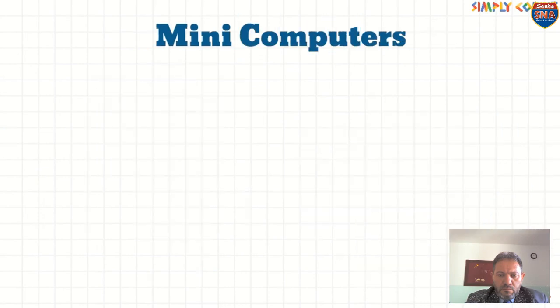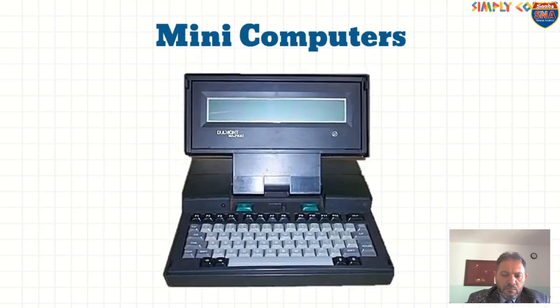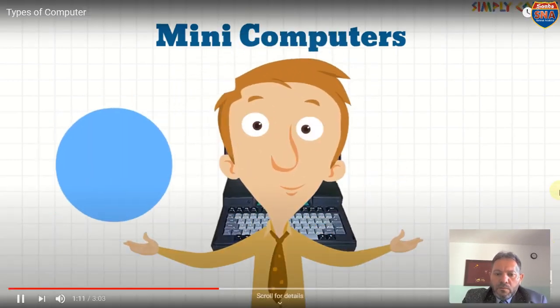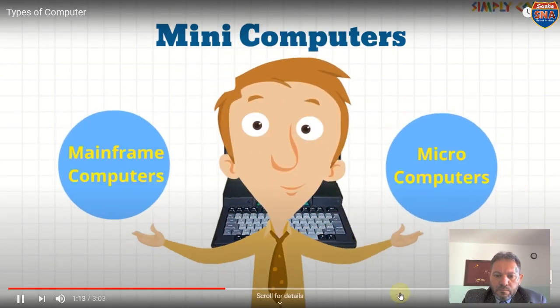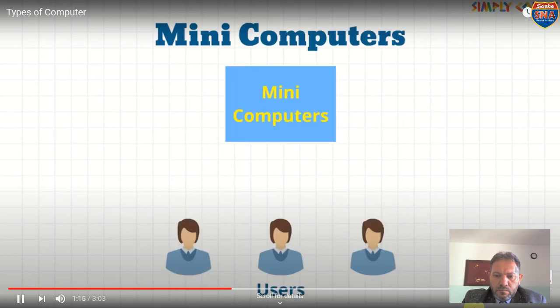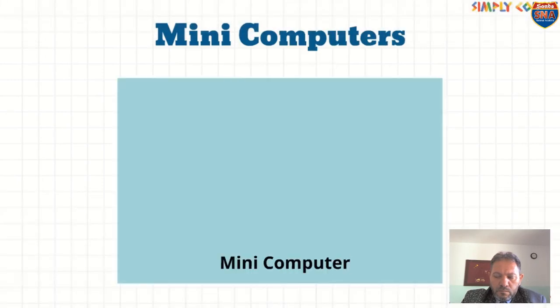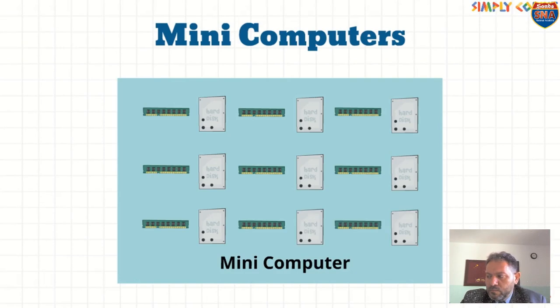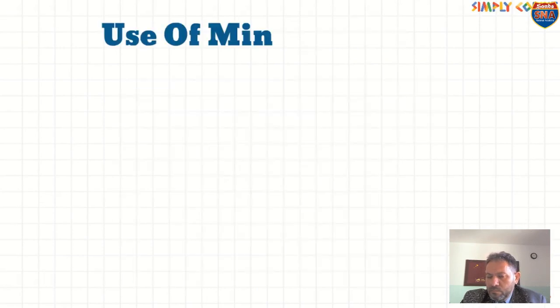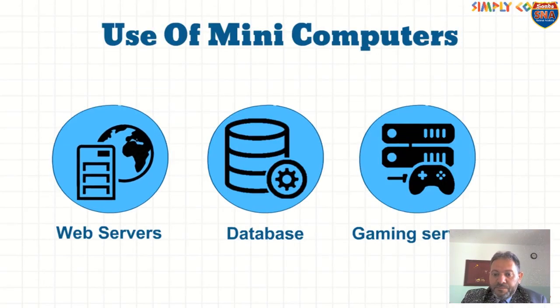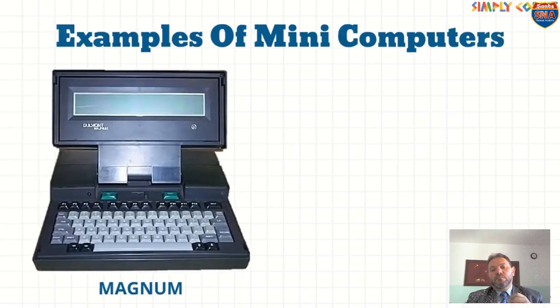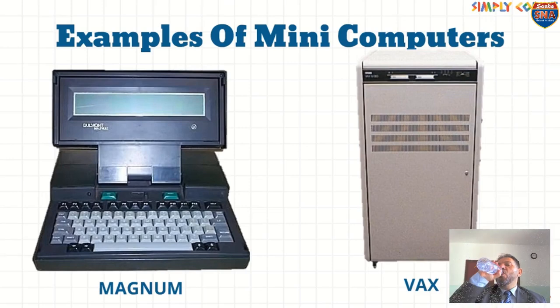Minicomputers are also called mid-range servers. They lie somewhere between mainframe and microcomputers. They are typically multi-user systems and have more memory and larger storage capacity than microcomputers. They are used as web servers, database servers, gaming servers. Examples are Magnum, VAX, etc.